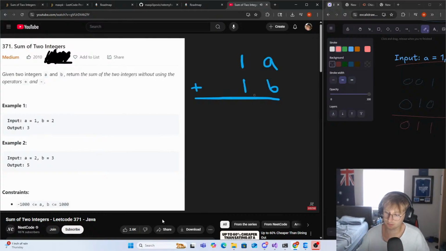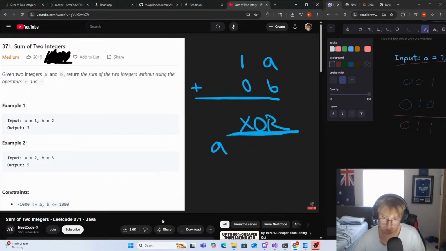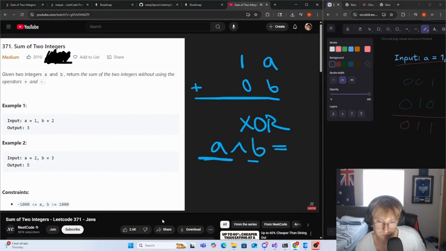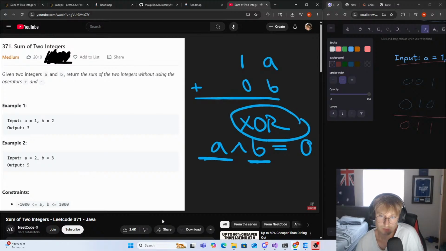So what we have discovered is actually a logical operator called XOR, or exclusive OR. It basically means only one of these two digits is 1, then you'll have a 1 in the output. If both of the digits are the same, then we'll have a 0 in the output. And that's exactly what we need in this problem.